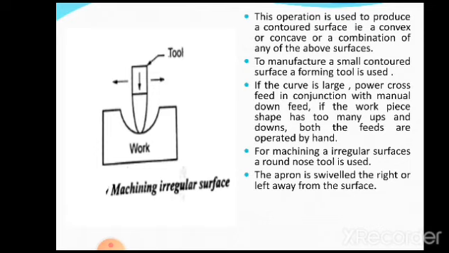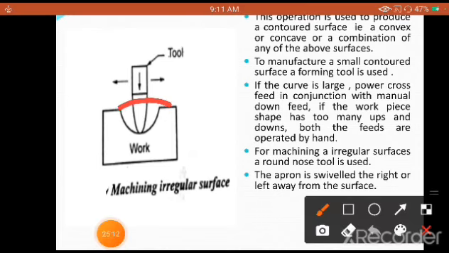If the curve is very large, power cross feed is used in conjunction with the manual down feed. If the workpiece shape has too many ups and downs, both the feeds are operated by hand. It is necessary, depending upon how big the contoured surface to be machined is, to decide whether you are going for a manual feed or auto feed here. For machining irregular surfaces, a round nose tool is used, as you are going to see very clearly. This is called a round nose tool, which is commonly used.